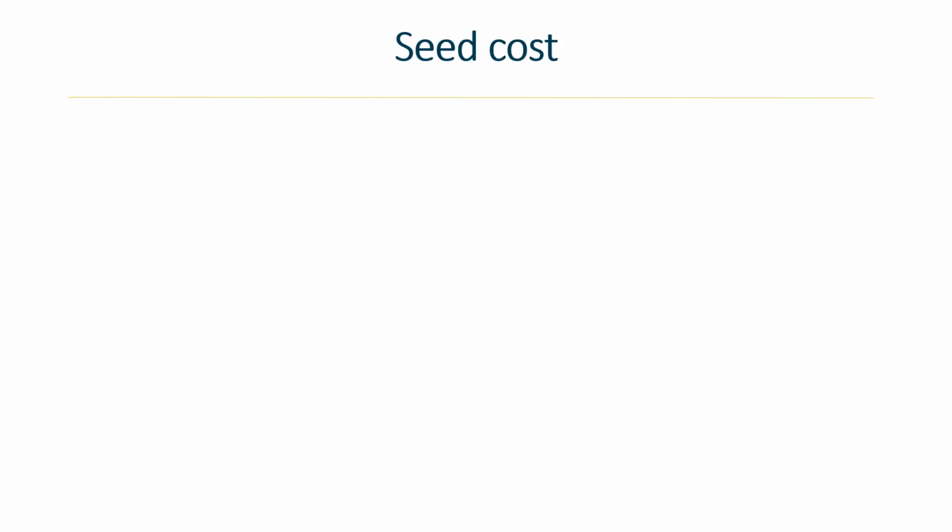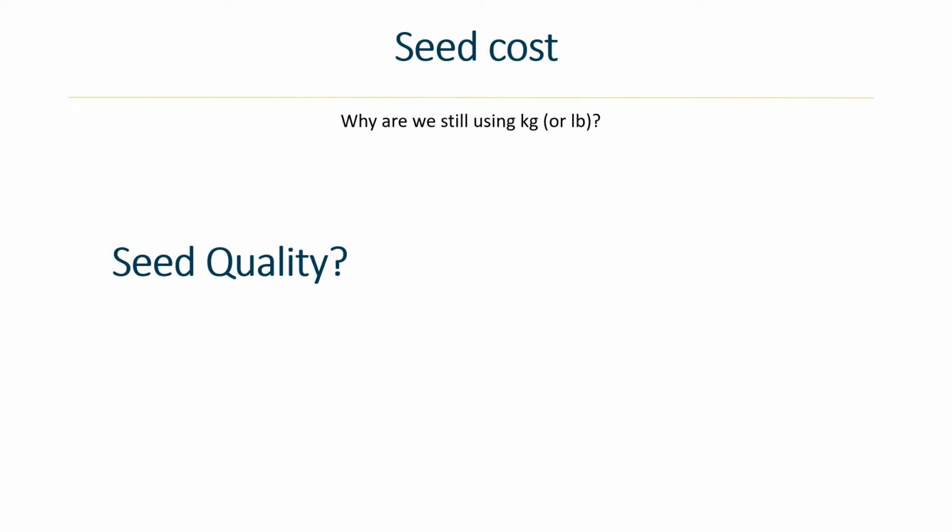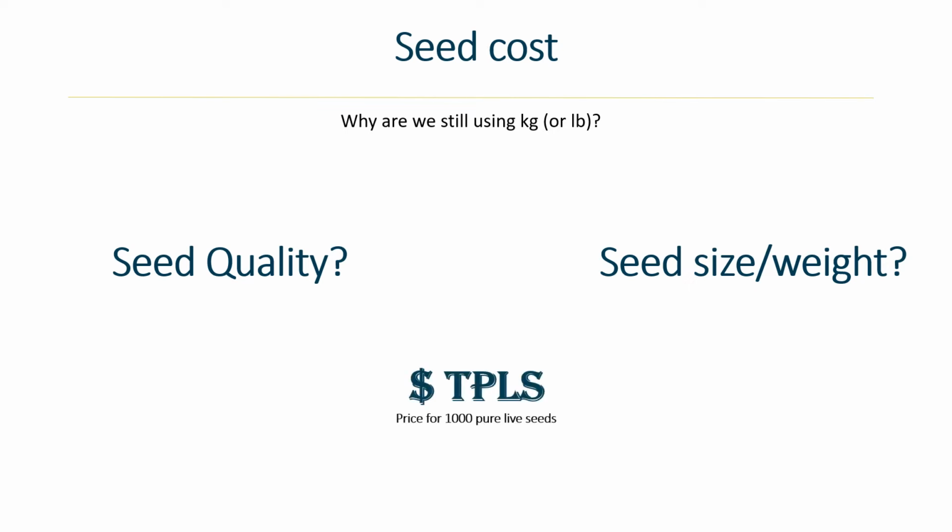So far, native seed in most places has been sold on a weight basis in kilograms, grams, or pounds. But unfortunately, this information doesn't tell you anything about the seed quality or the size and the weight of such seeds. So we're proposing here a new approach for pricing native seeds, which we call the cost for 1,000 pure live seed. It can be easily calculated once you have the results of the viability test, and I'm going to show you here how it can be done.